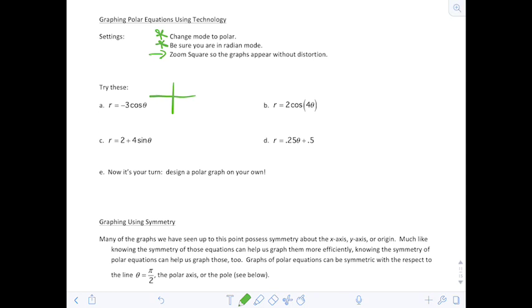Okay, so hopefully you've had a chance to play with them. Negative 3 cos theta looks something like this. B, r equaling 2 cos of 4 theta. This one is kind of crazy. I'm a terrible artist, but it's these petal things. Yeah, kind of something like that. And then 2 plus 4 sine theta.